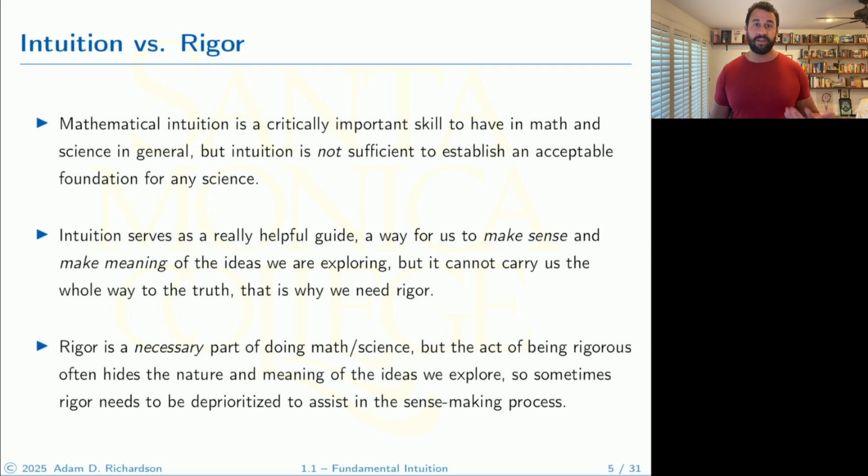You might have a gut feeling about how something should be, and you should lean into that feeling to help guide you and make you think about what to do next. But unfortunately, you can't build science off of that. And that's where rigor comes in. So yeah, intuition is a helpful guide. It allows us to make sense of things and make meaning. But if we want to carry the truth, we need rigor. So rigor is a necessary part of doing math and science. But here's the catch. The act of being rigorous a lot of times will hide the nature and the meaning of the ideas we explore. So you don't want to be only rigorous and you don't want to be only intuitive. You want to blend the two to help guide you in your discoveries.